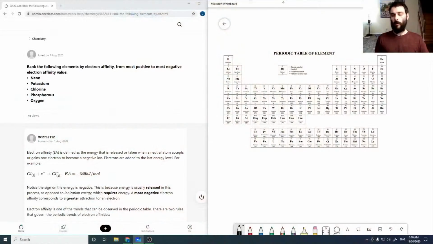Physical chemistry, and today I'm going to run through a few undergraduate level, upper high school level chemistry questions. So here's the first question. It asks to rank the following elements by electron affinity from most positive to most negative.